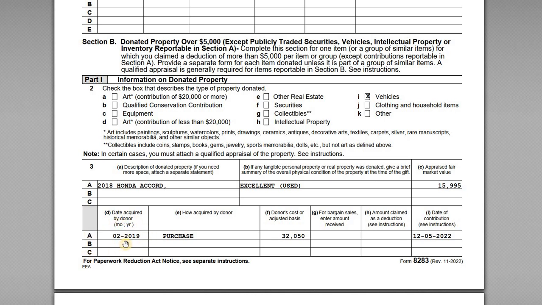This is, again, really important because if it was a short-term gain property, we might have a problem. But again, the value decreased, so really no. But they want you to indicate how long. They want you to let them know when you originally acquired it, because long-term property, again, has different rules from short-term ordinary income property. Column E, how did we acquire it? We purchased it, right? So we just purchased it at a car dealership. What was our original cost basis or adjusted basis? $32,050. And so the date of contribution there, again, was December 5th, 2022.